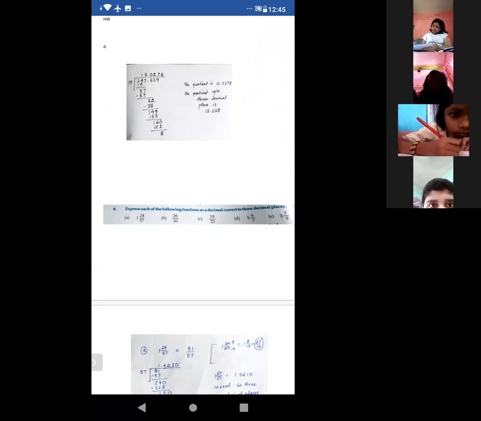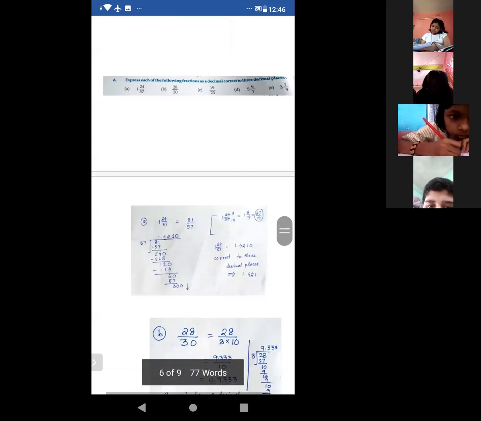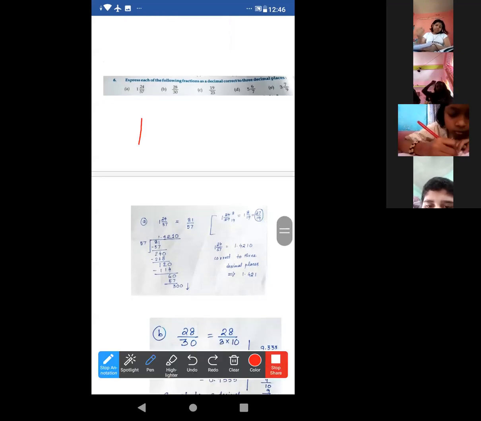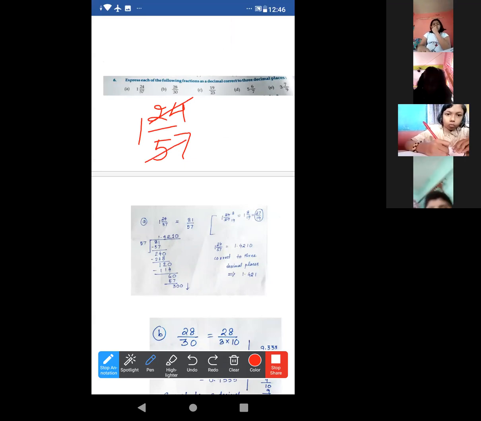Now just look at this. First one is given 1 whole 24 by 57. There are two processes. First, you can cut and cancel and make it small. By 3, it will go and it will be 3 8s are 24, 3 19s are 57. So it will be 1 whole 8 by 19. All of you, it is clear, Tom?